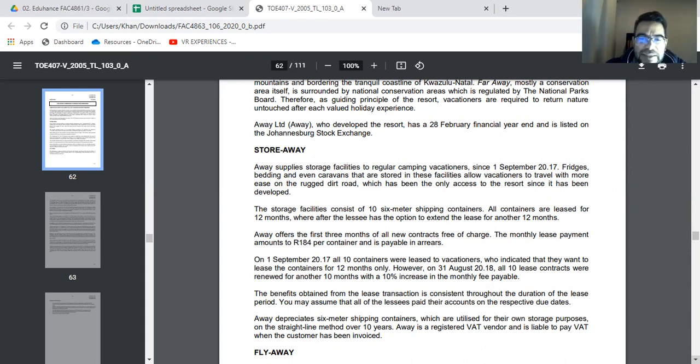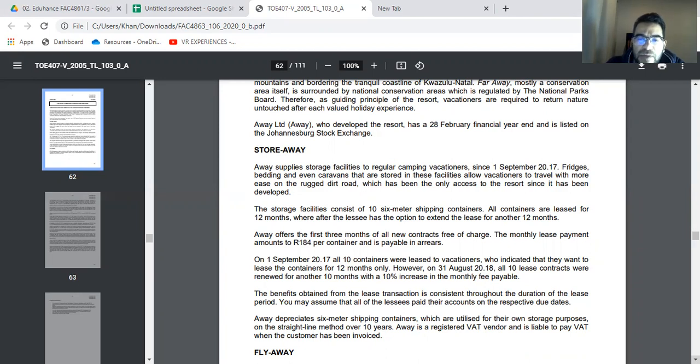Okay, so what you must understand is that 3 months free is known as an incentive. You must always factor an incentive into the lease calculation. So on 1 September 2017, all 10 containers were leased to vacationers who indicated that they want to lease the containers for 12 months only.